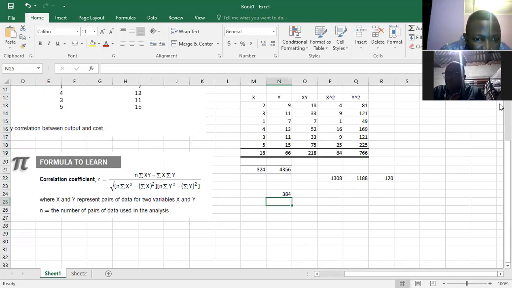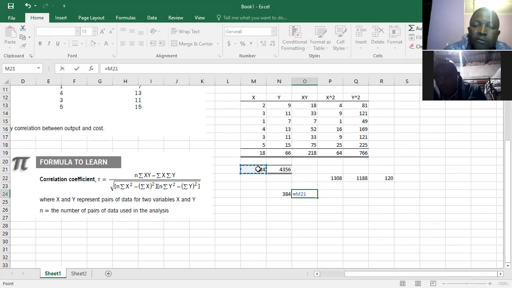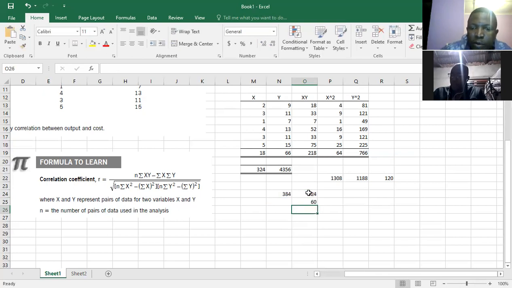384 is here. Now, here we have summation of X squared, which we already found. It's 324. So we do this minus this. We have 60. So that's this part. Now we do the same for y.